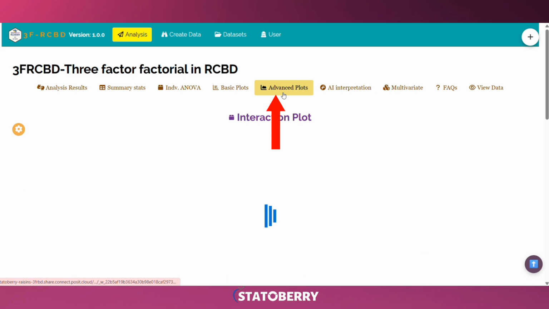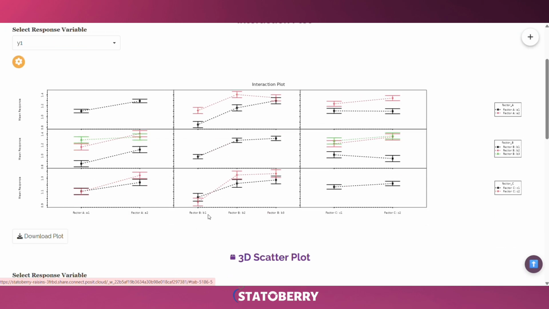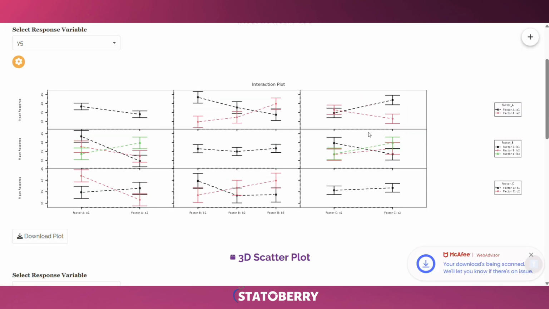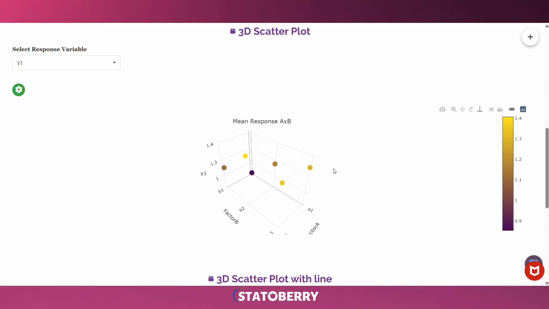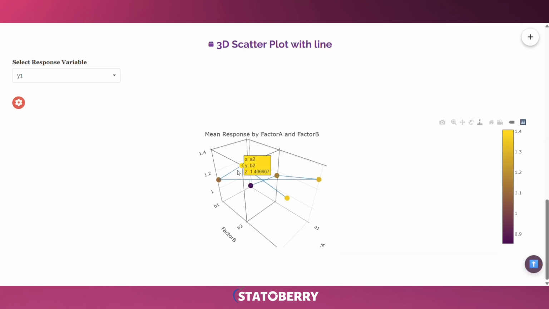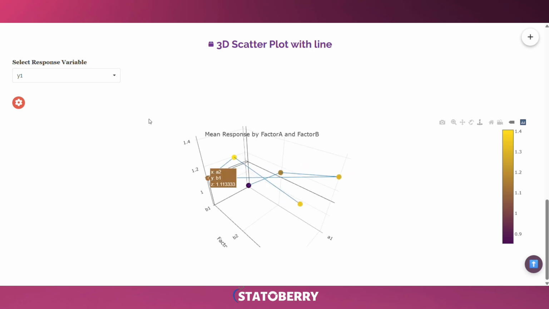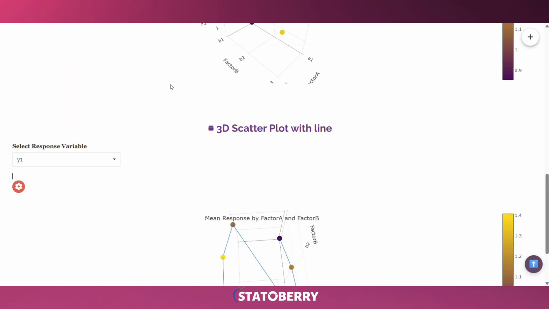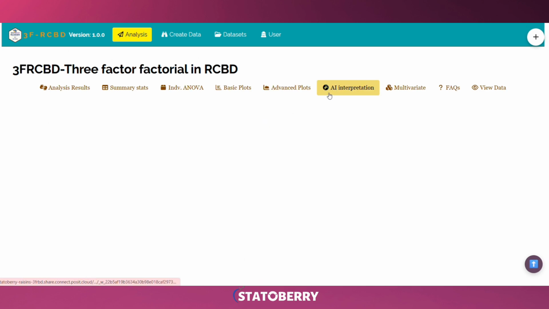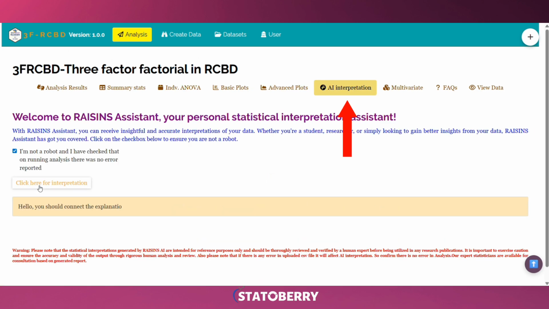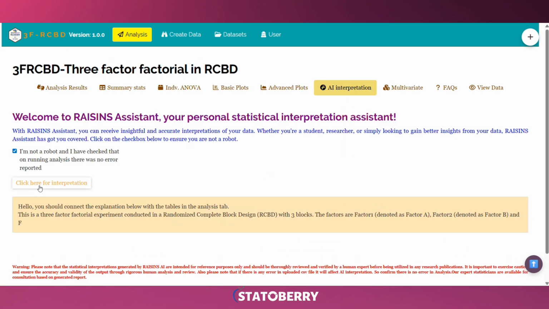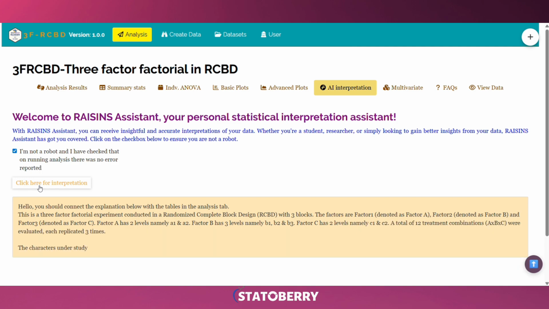If you want more power, the Advanced Plot tab gives you access to insightful, customizable visualizations. In the AI Interpretation tab, RAISINS Assistant provides clear and insightful summaries of your data.